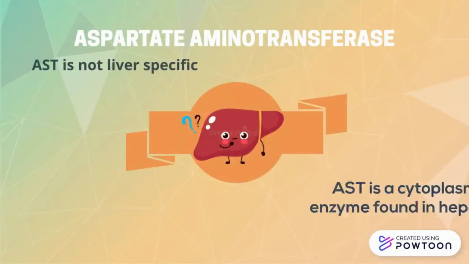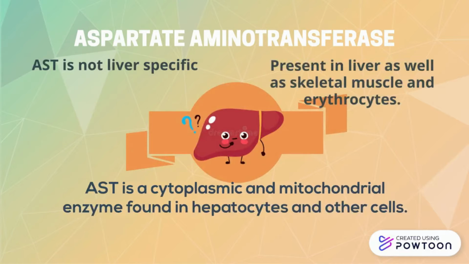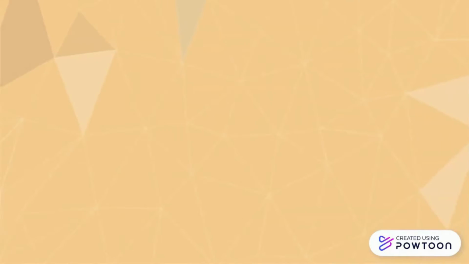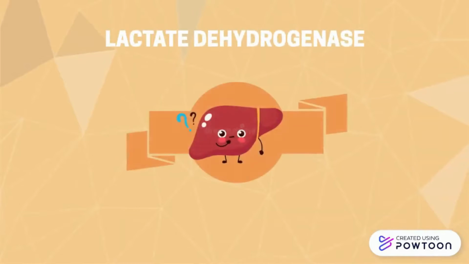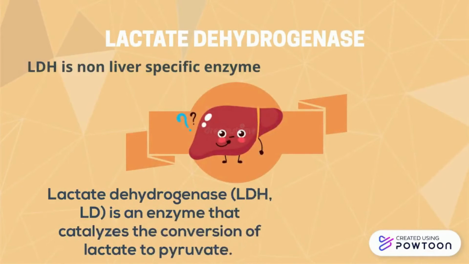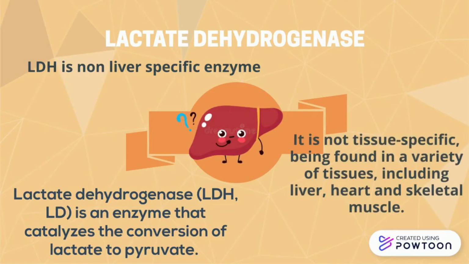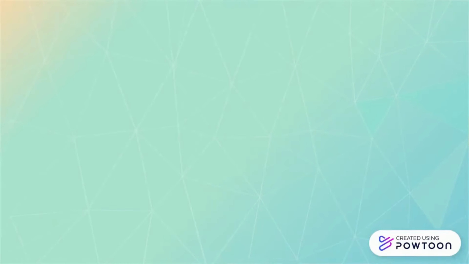Aspartate aminotransferase, known as AST, is not liver-specific. It is present in liver as well as skeletal muscles and erythrocytes. It is also a cytoplasmic and mitochondrial enzyme found in hepatocytes and other cells. Lactate dehydrogenase, known as LDH, is a non-liver-specific enzyme. It catalyzes the conversion of lactate to pyruvate. It is also non-tissue specific, being found in a variety of tissues including liver, heart, and skeletal muscle.